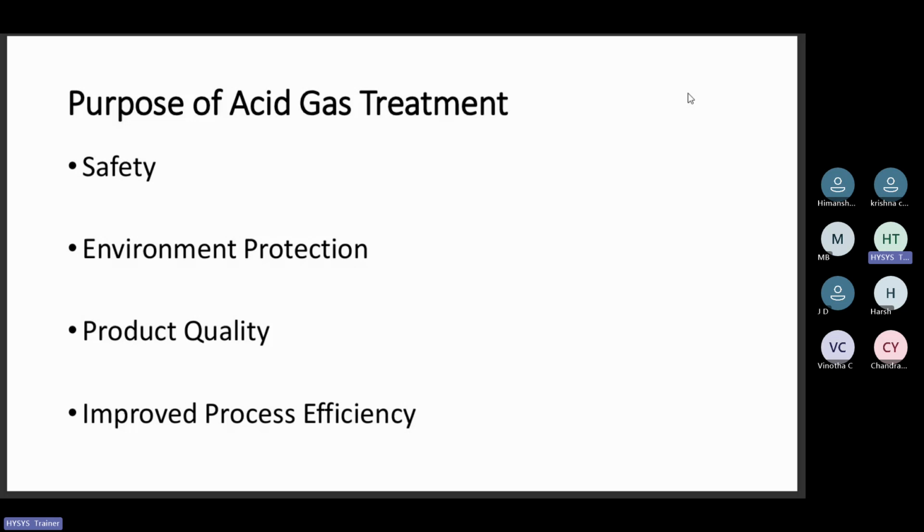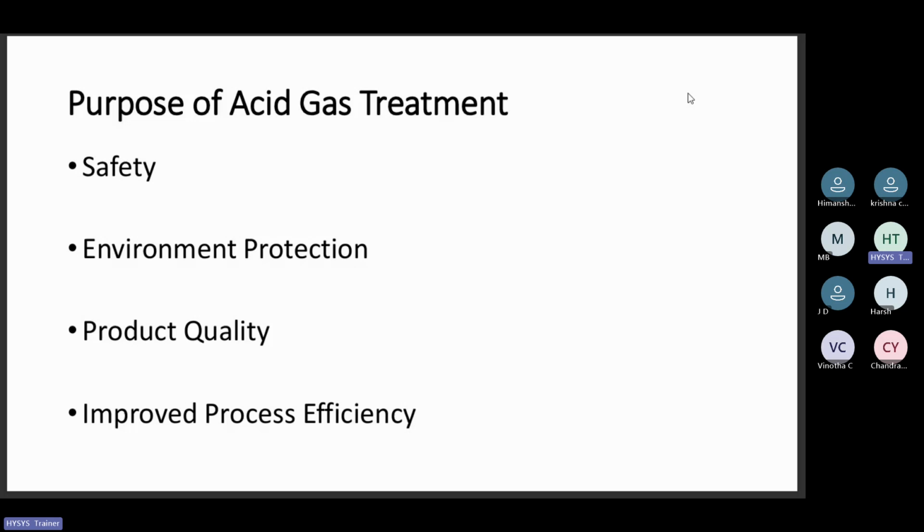The second purpose is environment protection. CO2, as you all know, is a greenhouse gas, and removing it from the natural gas will help to mitigate climate change. So CO2 removal will also be important.